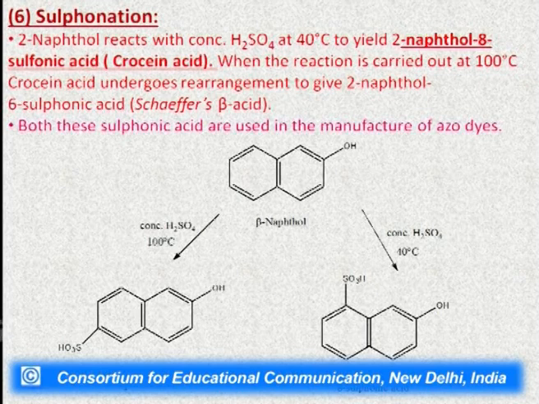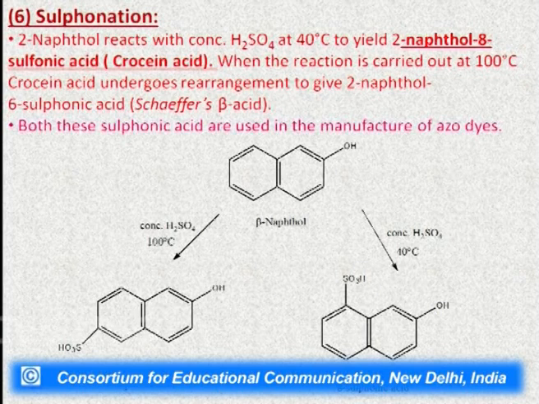Now comes the sulphonation reaction. Beta naphthol reacts with concentrated sulfuric acid at 2 different temperatures. At 40 degree centigrade sulphonation takes place, and we will get here the 2-naphthol 8-sulfonic acid. This 2-naphthol 8-sulfonic acid is also called as Crocean acid, and when the reaction is carried out at 100 degree centigrade, this Crocean acid undergoes rearrangement to give 2-naphthol 6-sulfonic acid, which is also called as Schaeffer's beta acid.